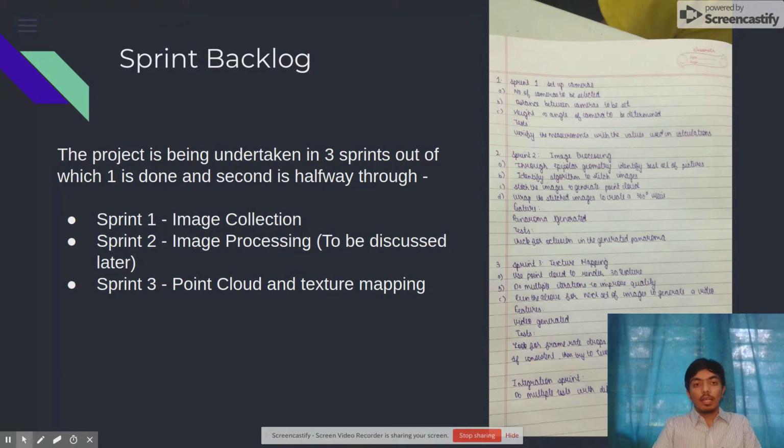While in sprint 2, which we are halfway through, we'll be talking about image processing, which will be discussed later. But speaking broadly, it will be involving image stitching and panorama generation and wrapping of panorama. The third sprint, that will be somewhere around towards the end of R2, will be the successful generation of point cloud and texture mapping so that we can get the entire 3D reconstructed.